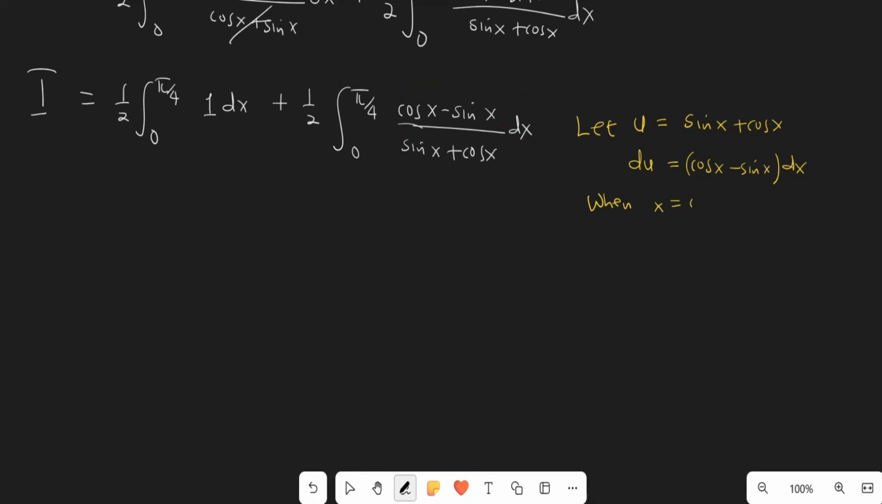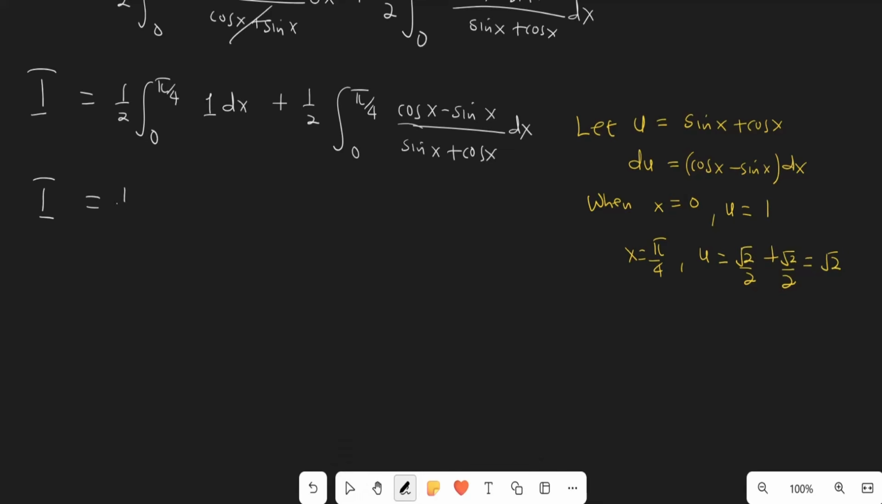When x is equal to 0, the lower limit, u is going to be equal to sine of 0 plus cosine of 0. Sine of 0 is 0, cosine of 0 is 1. And then when x is pi over 4, u is going to be equal to what? Sine of pi over 4 is the square root of 2 over 2, and cosine of pi over 4 is the same thing, square root of 2 over 2, which sums to the square root of 2. So now the integral is like this.